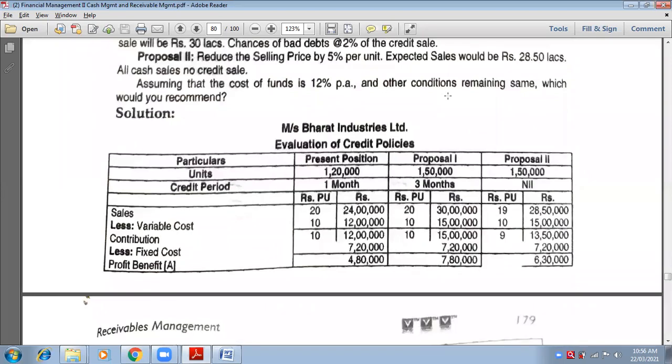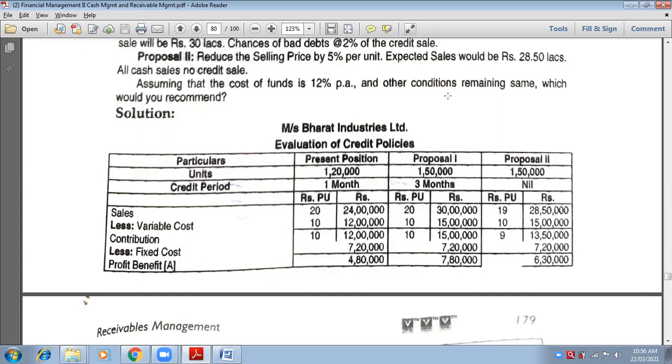Write down Meshas Bharat Industries Limited, and this is the statement of evaluation of credit policy. So 4 columns: particulars, present policy, proposal 1, proposal 2.